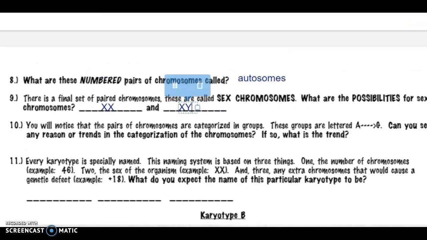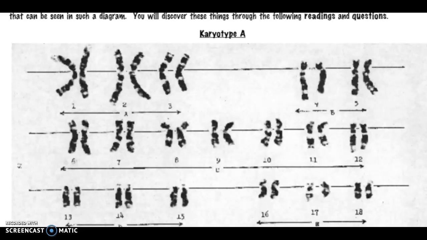So if we go back and look, 1, 2, and 3 make up group A. Notice they're about the same size. That line goes through their centromeres. Centromeres are where they would have been attached to the sister chromatids if they had their sister chromatids here. They did not, but if they did, they would be attached at the centromere. The centromere divides them into what we call the P arm and the Q arm. P is the short arm. Right here it's a little more dramatic: this P arm would be tiny, and then the Q arm would be longer.